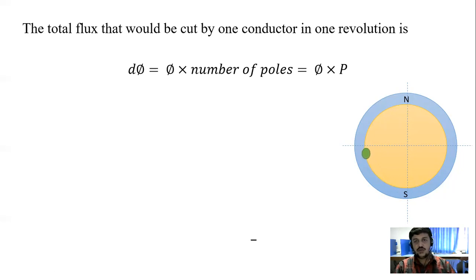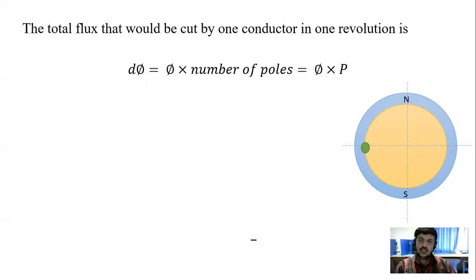So the total amount of flux that would be cut is d phi equal to 2 into flux per pole, because whatever flux is developed at this pole is equal to phi, which is given by flux per pole. So 2 multiplied by flux per pole would be the total amount of flux cut by one conductor when that conductor takes one revolution.